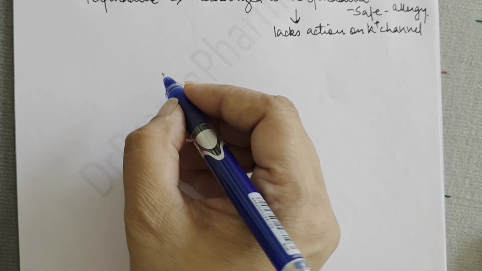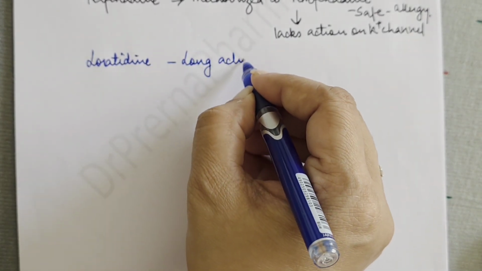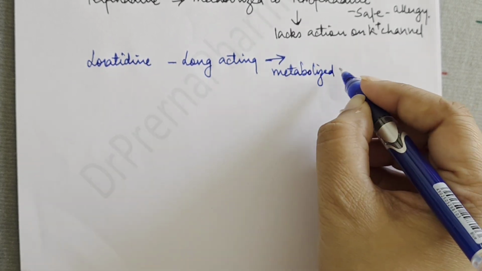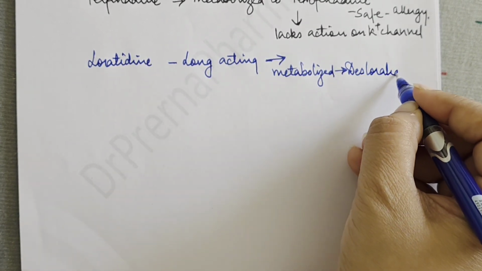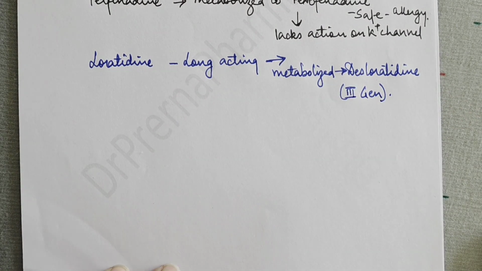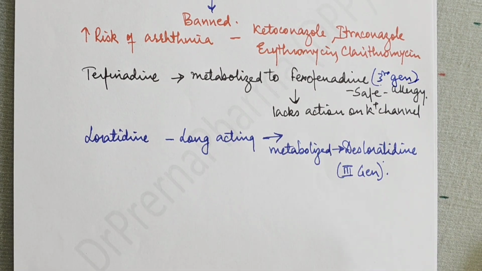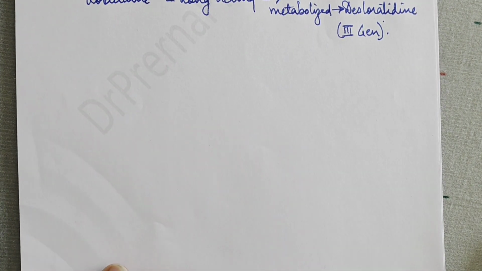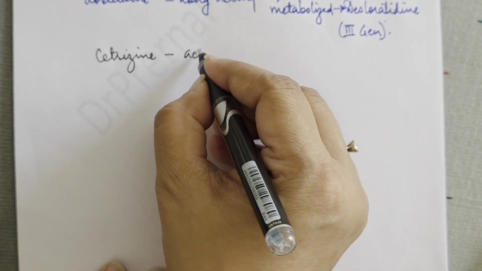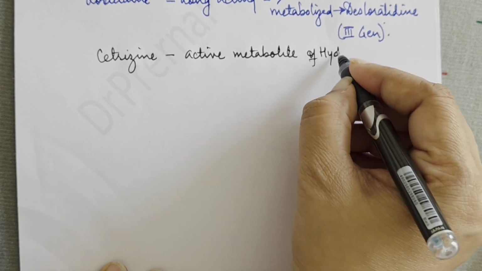Then another drug is loratadine, and it is a long acting antihistaminic, second generation. It is further metabolized to desloratadine, and this is a third generation compound. Okay, so in third generation we include desloratadine. In third generation we also include fexofenadine. These are the active metabolites. Then there's another drug, cetirizine. You all have heard of this one very well. It is an active metabolite of hydroxyzine.